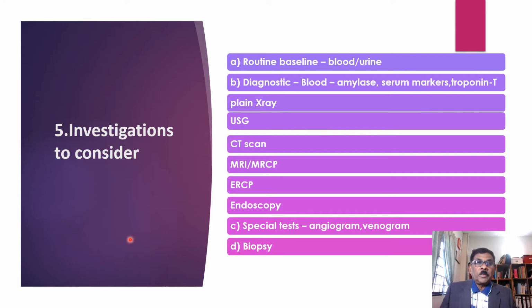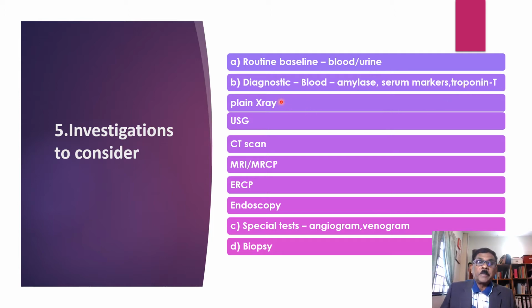After you have considered the provisional and differential diagnosis, then you consider the investigations that should be done to confirm or exclude your diagnosis. This should be routine baseline investigations, especially of blood and urine. Then you have the diagnostic blood investigations, for example serum amylase and troponin T, which are very specific for acute pancreatitis and acute myocardial infarction respectively.